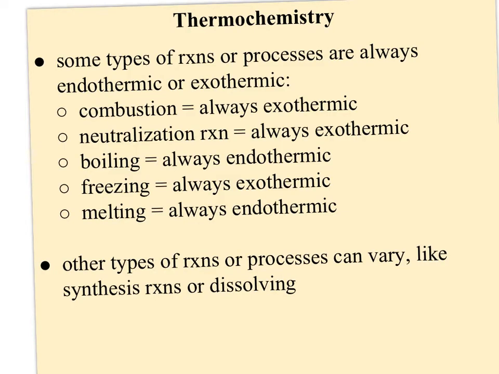Some types of reactions or processes are always endothermic or exothermic. For example, combustion always releases heat, always exothermic. Neutralization reactions between an acid and base, always exothermic. Boiling and melting, you always have to put energy in to get something to boil or melt, so those are endothermic processes. Whereas freezing, you have to remove energy, so that's exothermic. Other types of reactions or processes can vary, like synthesis or dissolving can be either endothermic or exothermic. It depends on the substances involved.